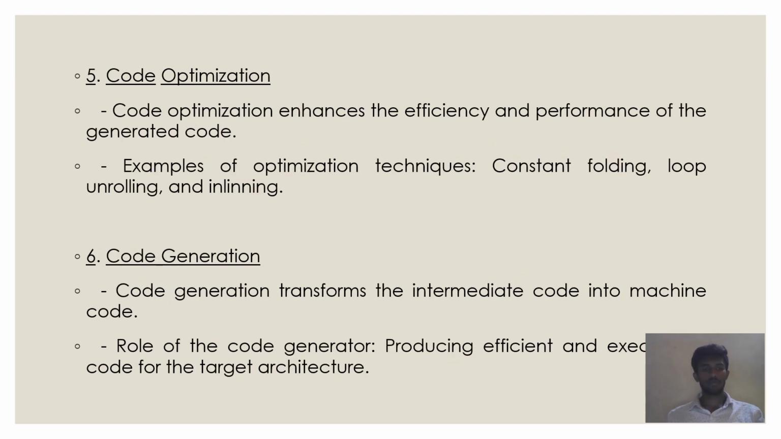The next one is the fifth one, that is code optimization. Code optimization enhances the efficiency and performance of the generated code. Examples of optimization techniques are constant folding, loop unrolling, and inlining. And the sixth one is code generation. Code generation transforms the intermediate code into machine code. The role of code generation is producing efficient and executable code for the target architecture.